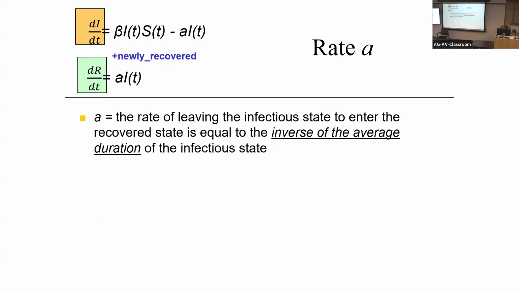Another term here, the newly recovered. So it's about infectious individuals that are recovering at the speed of A, and this A is just the inverse of the length of time in the infectious period. So if the infectious period lasts on average 10 days, then my speed of leaving the infectious compartment is 1/10.